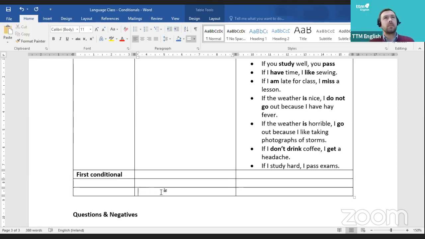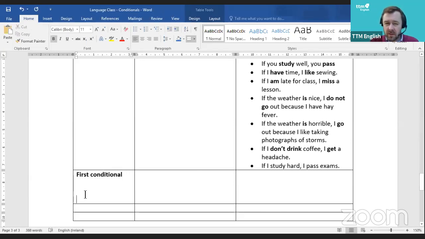Okay. So when we look at the sky or we look out the window and we look at the weather and we think, should I go for a walk later? Should I meet my mum in the park or should we go to a restaurant? I'm trying to make predictions. So for that, I'm going to use the first conditional. And the first conditional grammar, can anyone give me the first conditional?